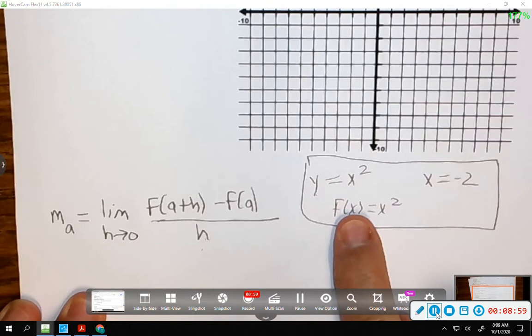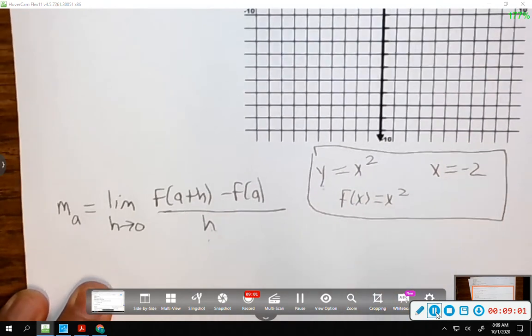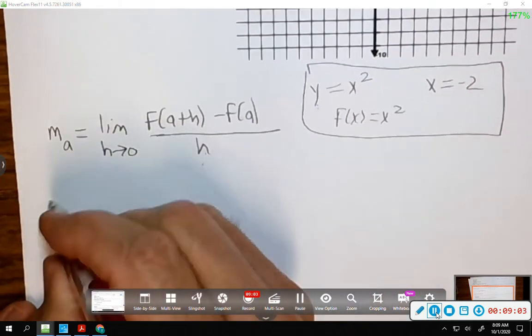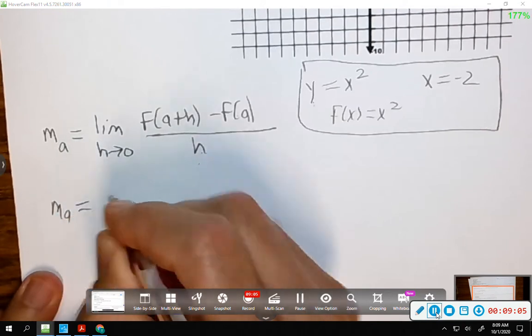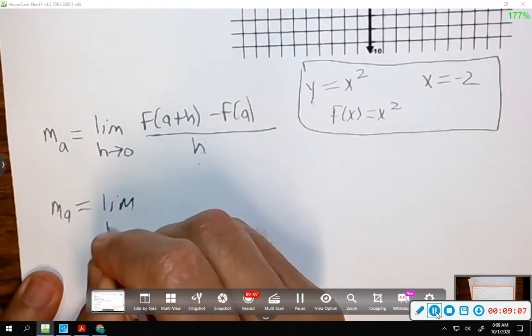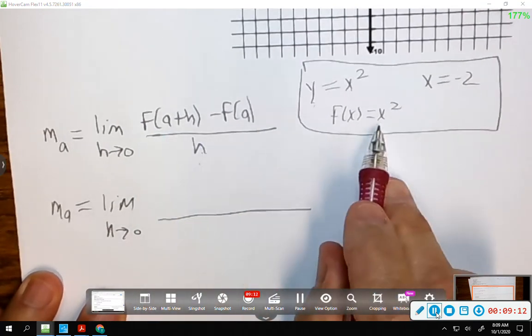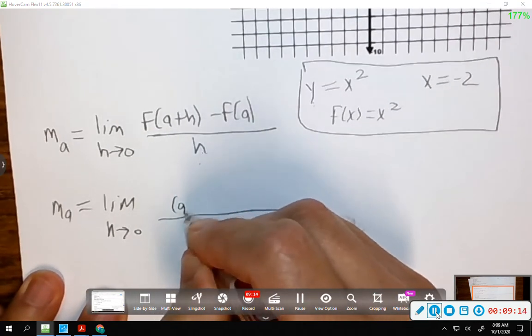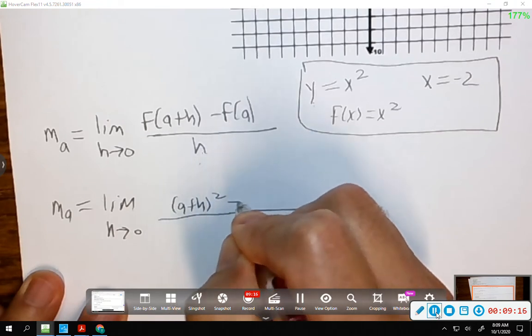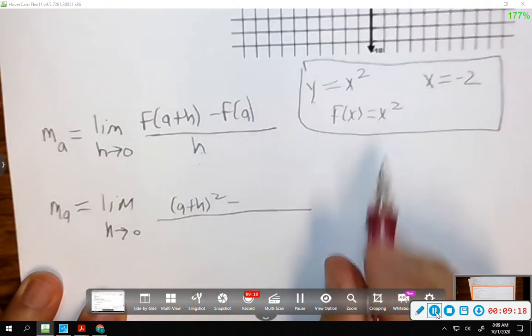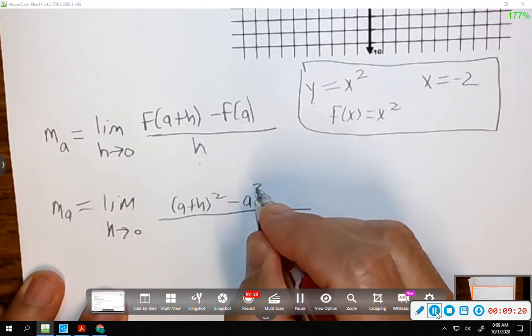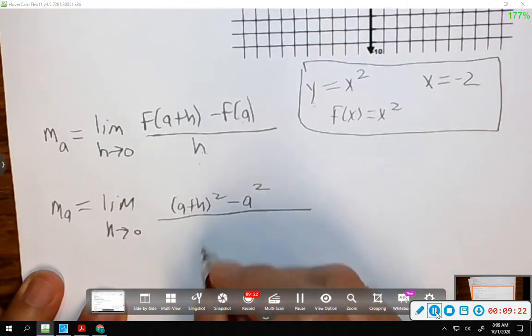When I plug something into the f machine, I have to square it. So here we go. The slope at a is the limit as h approaches 0 of: take a plus h and plug it into the f machine. What comes out? a plus h squared. Minus, take a, plug it into the f machine. What comes out? a squared, all over h.